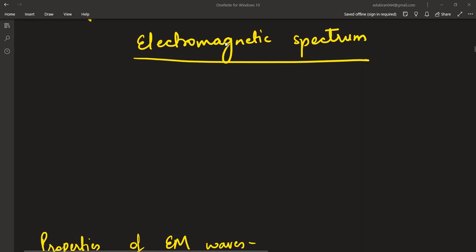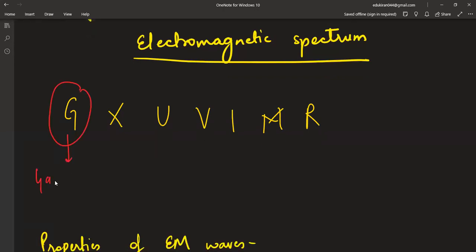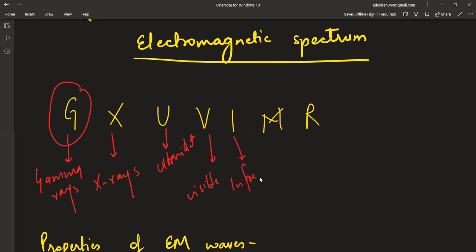Okay. Regarding the order you're asking, see, start from this. One pattern you have to follow. When we are talking about these, these are the gamma rays. These are the X-rays which are present. Here we have the ultraviolet. This is the visible. This is the infrared. Here we have the microwaves. And the last we have the radio waves.